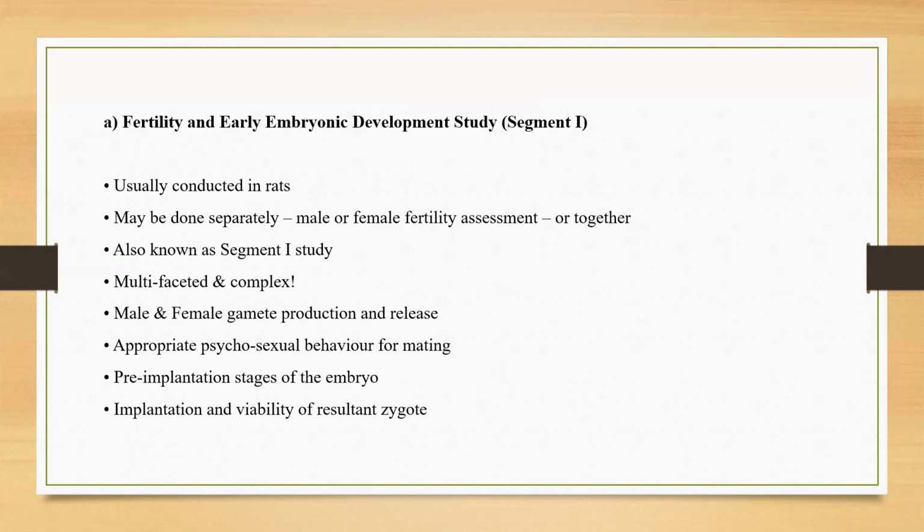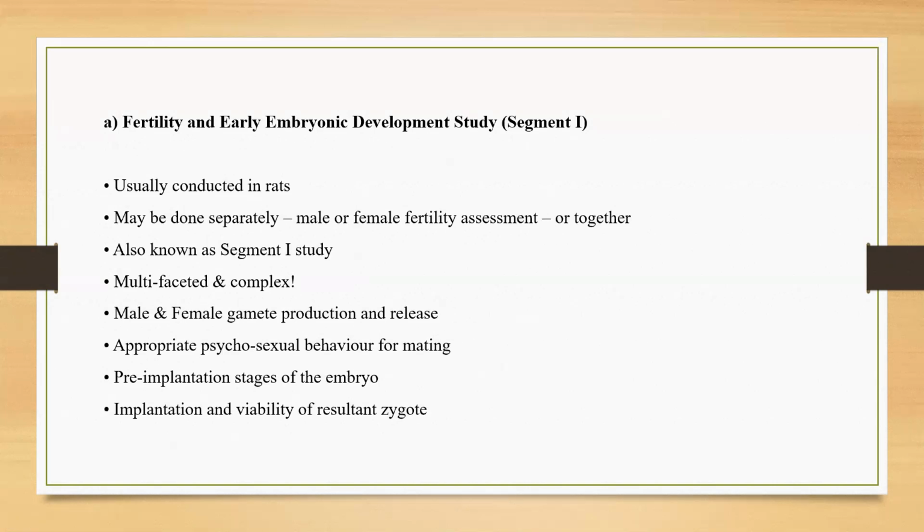Here, number 1, fertility and early development study. It is also known as segment 1. These are the criteria, whatever is mentioned in this slide, these are the criteria we have to follow during these studies. Usually this study is conducted in rats.